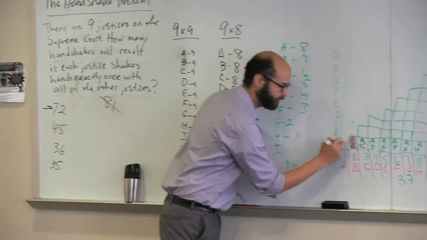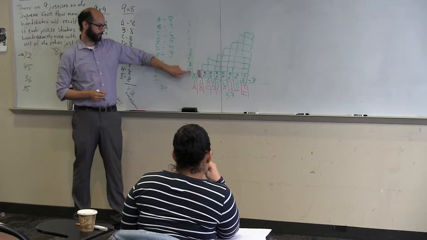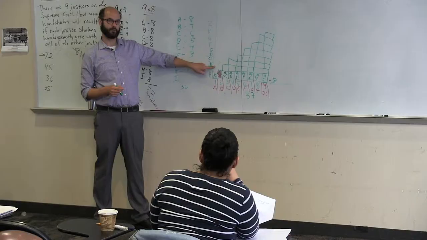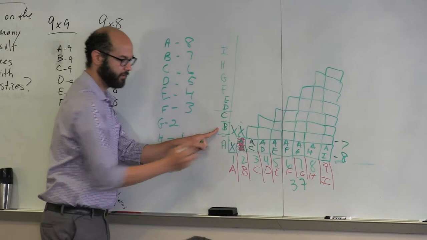Why is this spot blank? This spot right here. She skipped it because she's using the same as A. Like B cannot shake his own hand. So she put, I think, 7 people. So here is where B and B, you can't shake your own hand. And she's not putting that she's shaking A's hand. Why not? Because she already shook it.